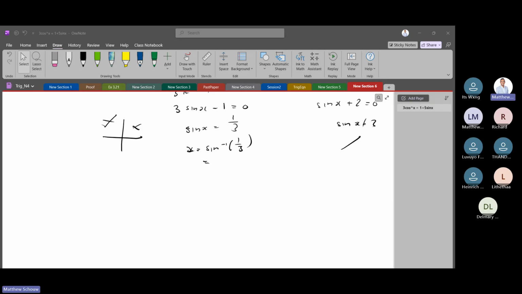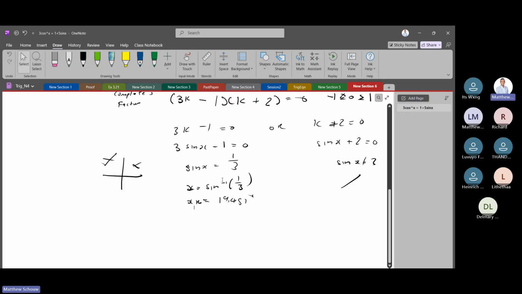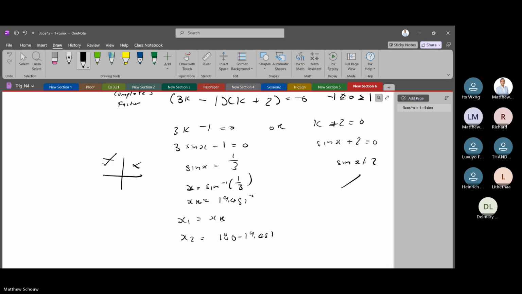And then your answer should be 19.451 degrees. That's your reference angle, and obviously your x1 will be equal to your reference angle. And then your x2 will be equal to 180 minus 19.451. That should be basically 20 less, so it's like 160 point something, 160.549. Okay. So everyone happy with this one?